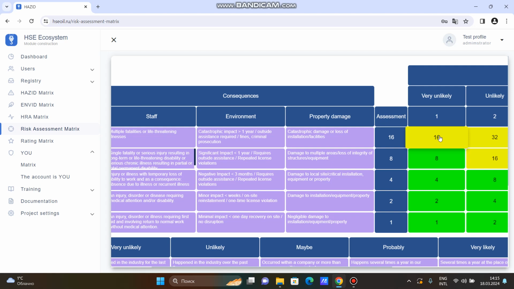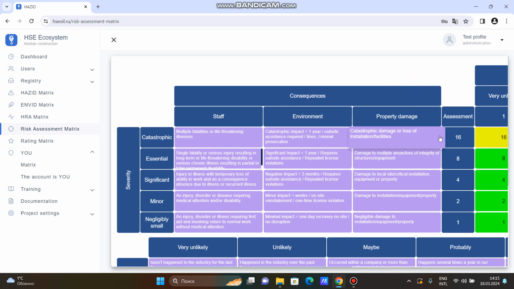We have 5 types and consequences, which are divided into consequences for people, for environment, and for assets. It is quite logical that we can damage people's health, nature, or some customers' equipment when we work at their site. And we can also define what are catastrophic consequences for their personnel. It can be multiple fatalities or life-threatening illnesses.